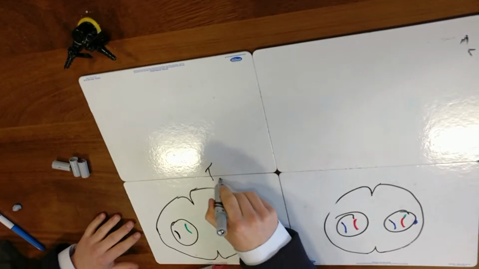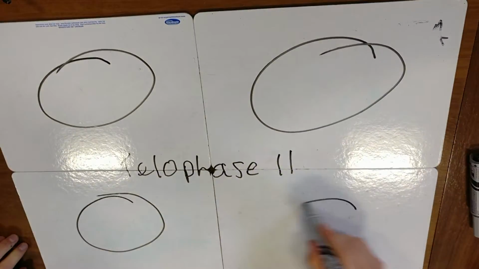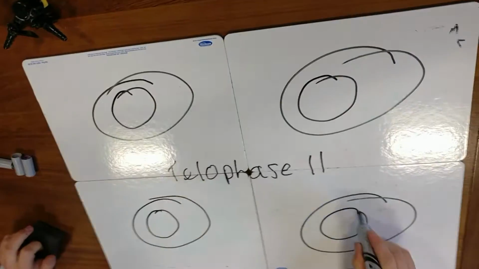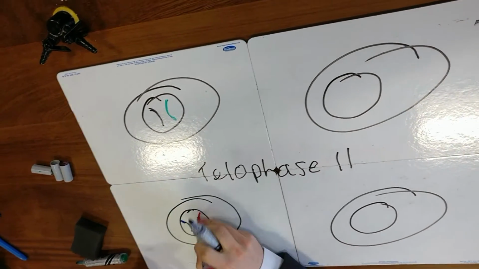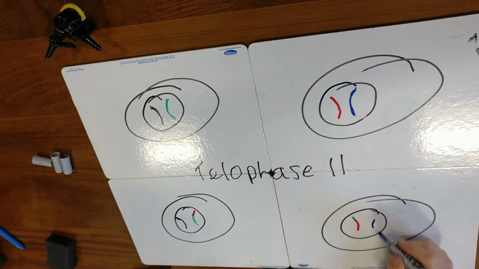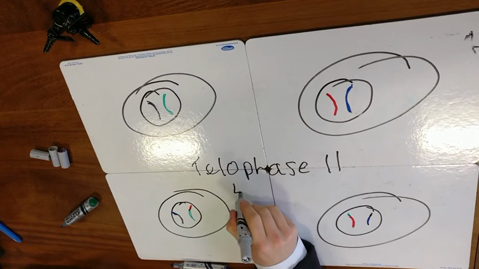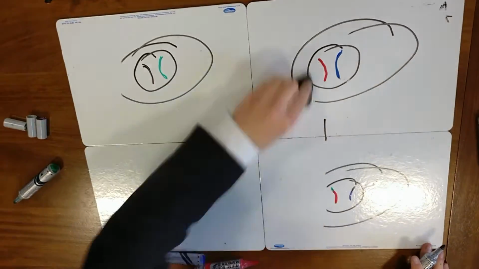And now finally, telophase 2. Nuclear envelopes form around the four new haploid nuclei, and the chromosomes now uncoil. A second cytokinesis occurs, resulting in four new, genetically unique haploid cells. This is where you and I come from.